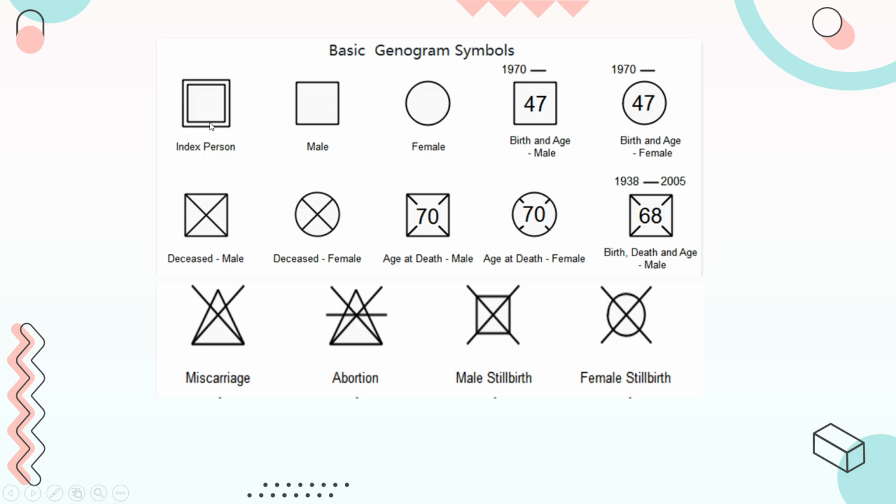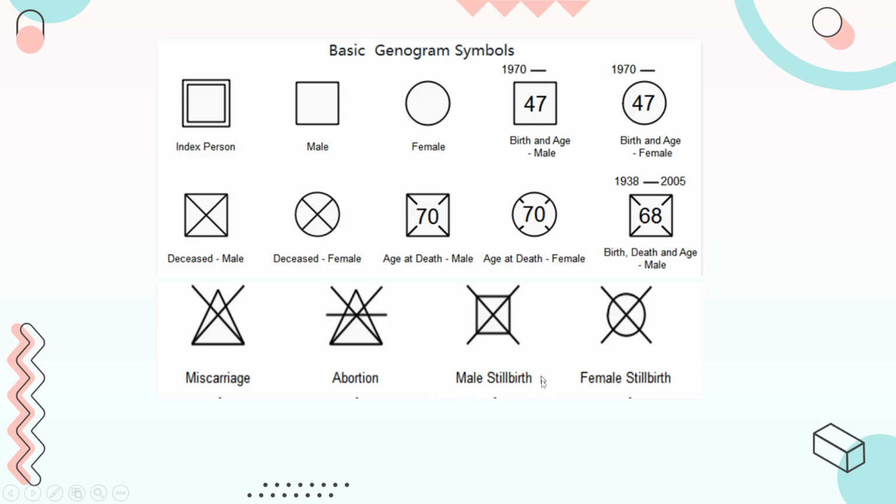Now, the index person is your client. Keep that in your mind. Index person is your client, and I have told you about the age and things. And then deceased, as I have told you, is the person who is no more. If it's a male, you show it like this. If it's a female, it is like this. If it's a miscarriage, you show it like this. If it's an abortion, this is an accidental one. Abortion is a planned one, so you show it like this.